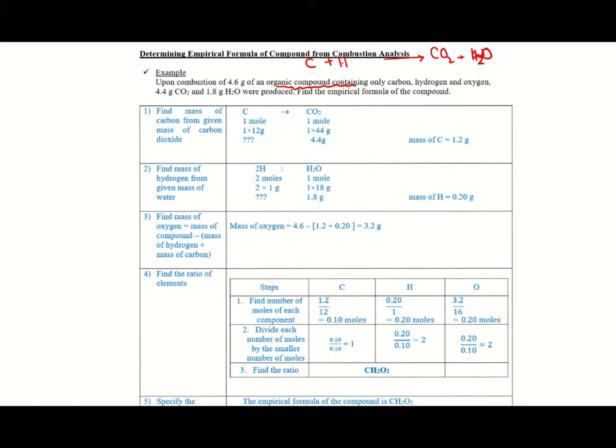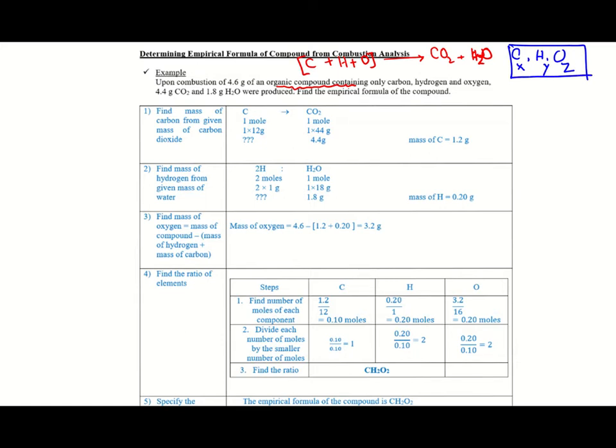If the organic compound contains also oxygen, the combustion products won't change. It will be also carbon dioxide and water. From the combustion products, you are asked to find the empirical formula of this compound. Organic compound containing carbon, hydrogen, and oxygen. We need to know the subscripts of carbon and hydrogen and oxygen.